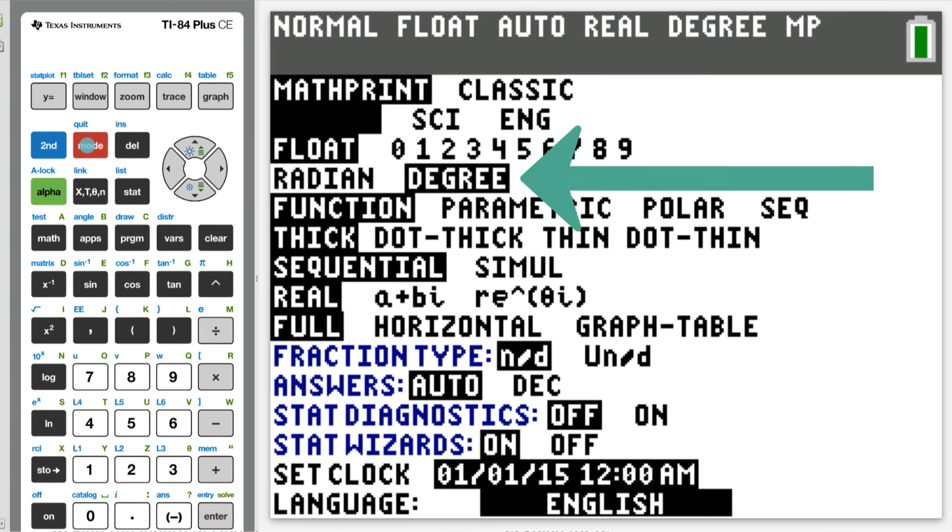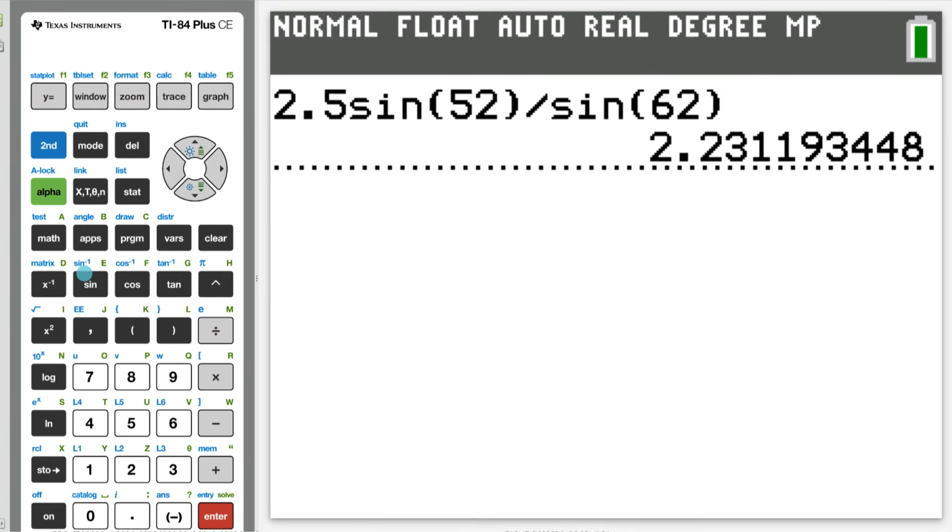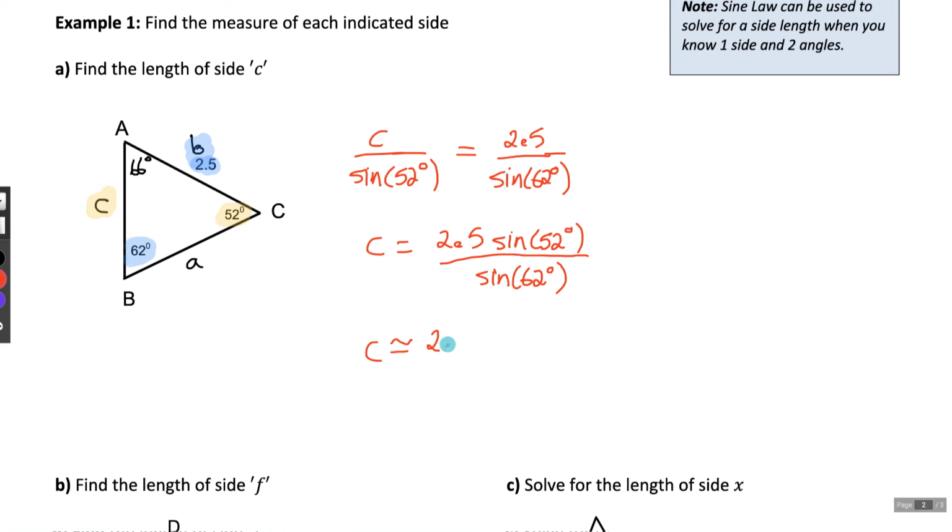And make sure before you're using your calculator, make sure you are in degree mode. So I want to do 2.5 sine 52 divided by sine 62. And we should get about 2.23. I'll keep two decimal places.